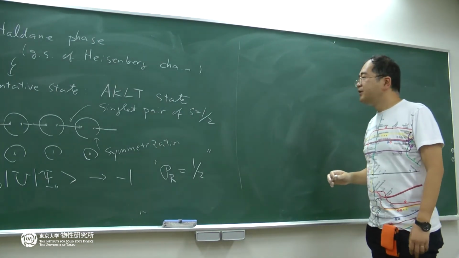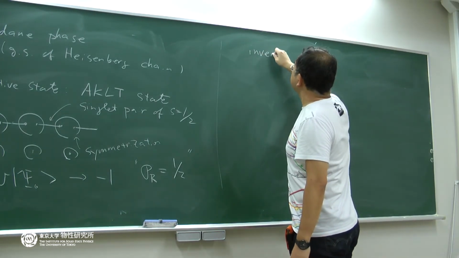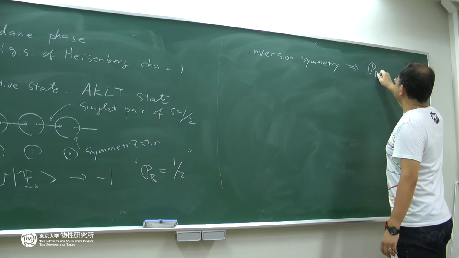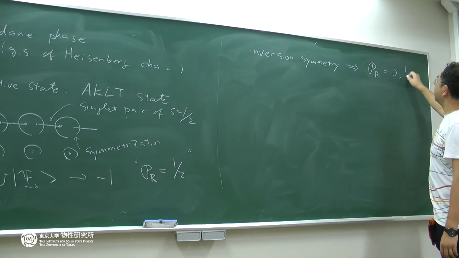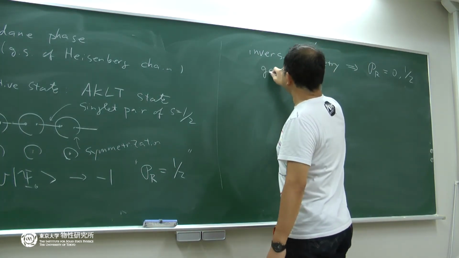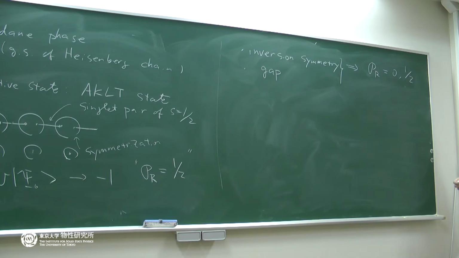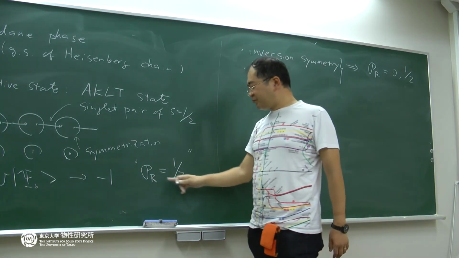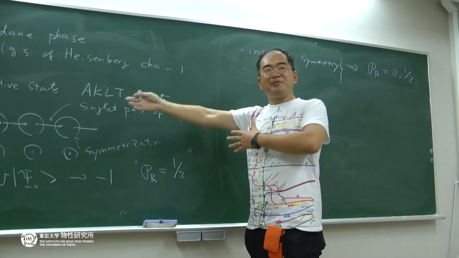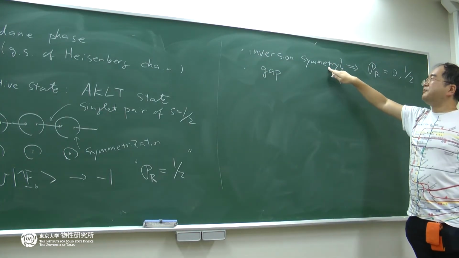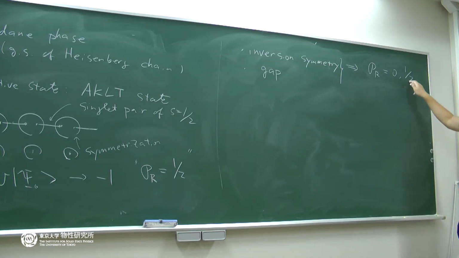as long as we have U(1) symmetry and inversion symmetry, this PR must be quantized to 0 or 1/2, as long as there is a gap. Which means that you start from, let's say, the AKLT state with PR equals 1/2, and change the Hamiltonian, add some perturbation. But as long as you keep inversion symmetry, and as long as there is a gap, then PR cannot move from one half. So you cannot adiabatically connect the AKLT state to a trivial state like the large D state.